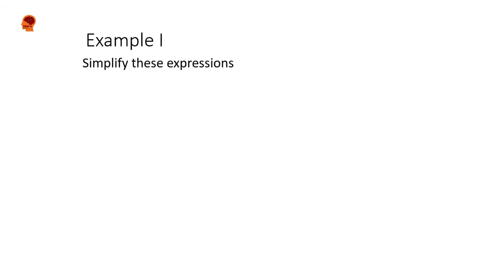Alright, we're going to take an example to explain this further. Let's simplify this expression: x over 6 plus x over 6. In this expression, you can see that the denominators are the same and the numerators are the same. But the first thing you need to check is the denominators. When the denominators are the same, all you need to do is simply add the numerators.